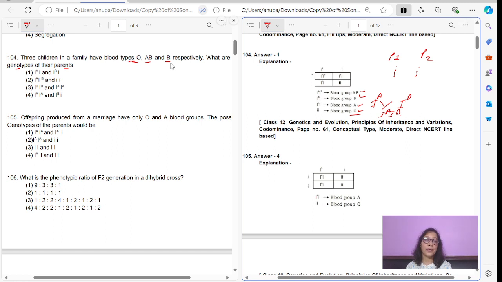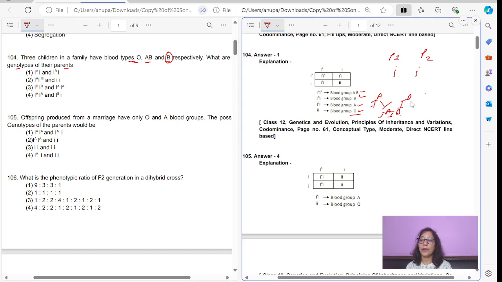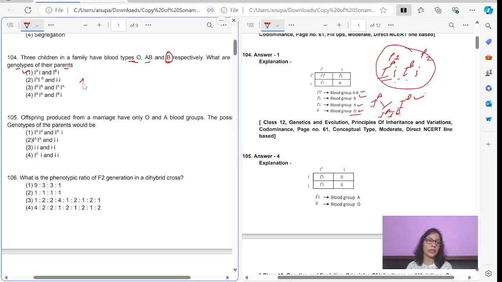And the next child has blood group B. It means that one parent must have IB. So let's assume that parent A has IA and parent B has IB alleles. So the parents' genotypes will be IAi and IBi. Now let's see the options. The first option is IAi, IBi. So this is the correct answer. We have explained it here. So the answer for this question will be option 1, that is IAi, IBi.